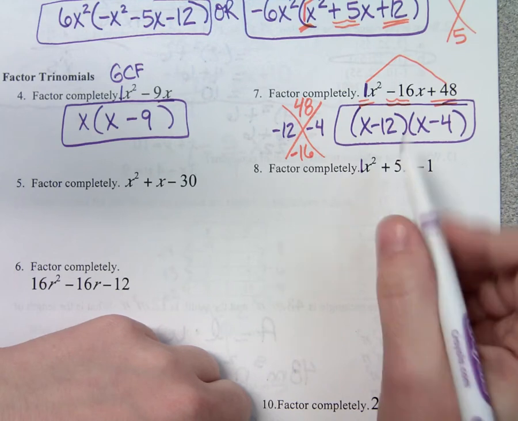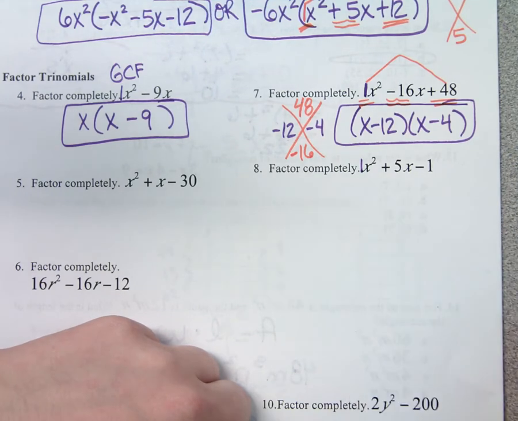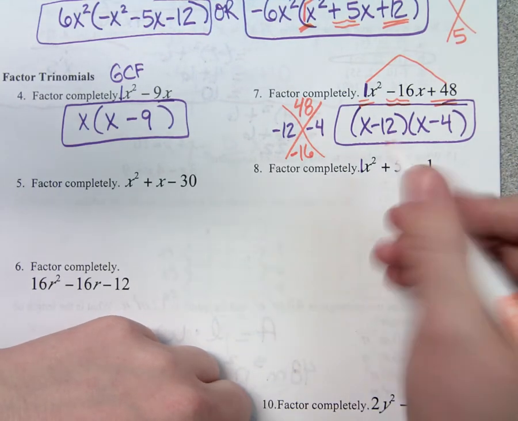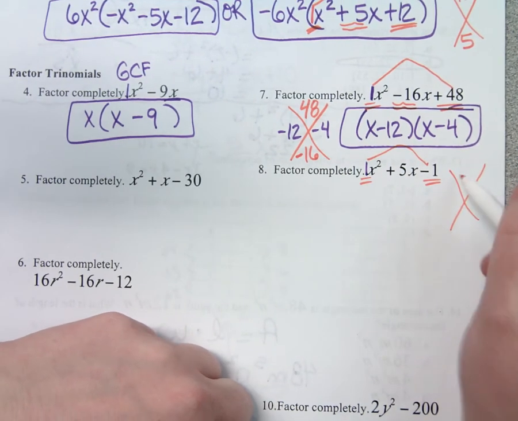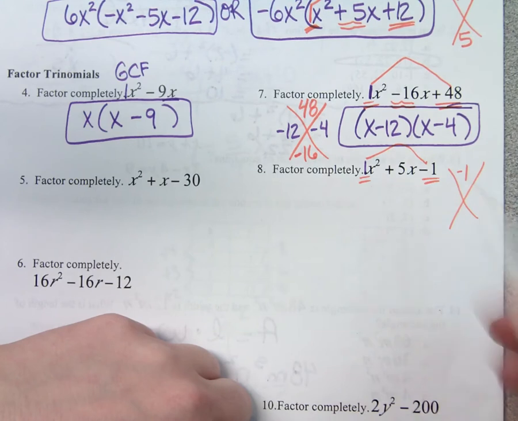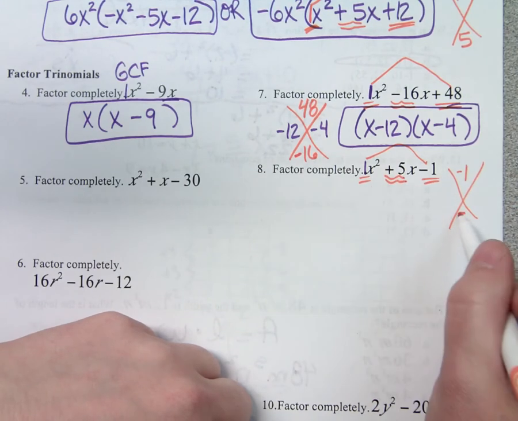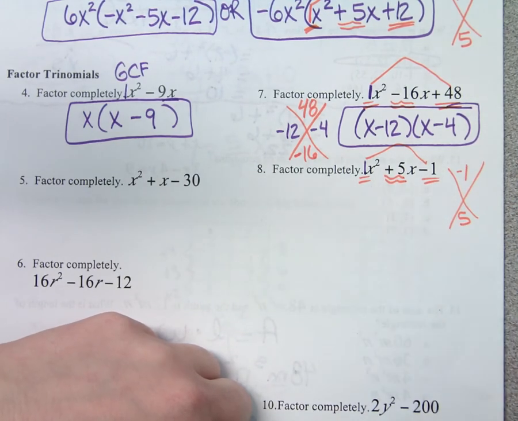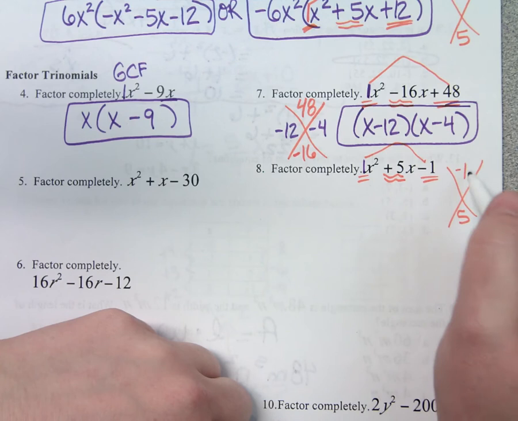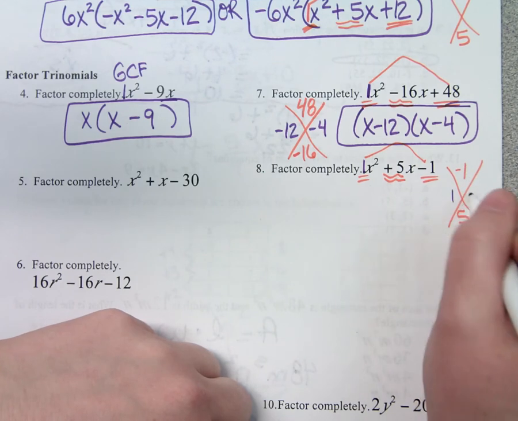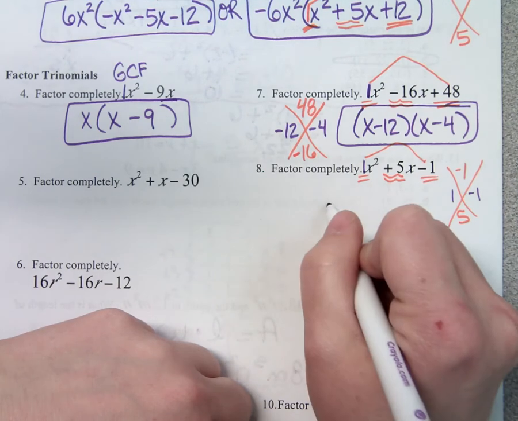So next thing on my list, since there's 3 terms, 1, 2, 3, is to do A times C rooftop. So I take my A times my C, which makes -1, and I want them to add to be a +5. So what two numbers multiply to be -1 that add to be 5? The only thing that multiplies to be a -1 is a 1 and -1, and those do not add to be 5. So you can't do it.